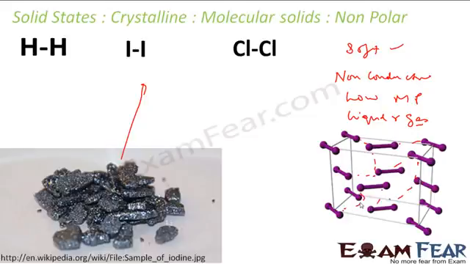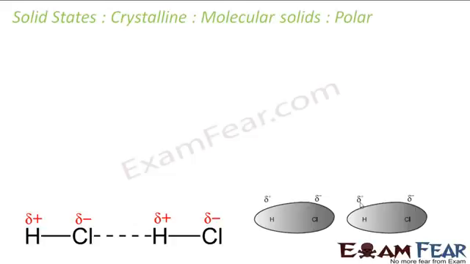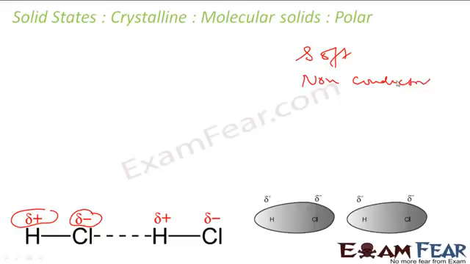Correct. The next is the polar molecular solid. For example, HCl. Right? It has this permanent dipole, and these have these poles. They're polar molecular solids. Since they have poles, they have strong dipole interaction. They are also soft, and they are non-conductors of electricity. Again, here also most of them are gas at room temperature and pressure.